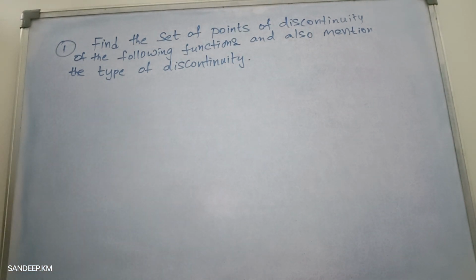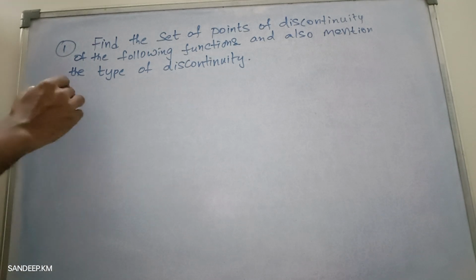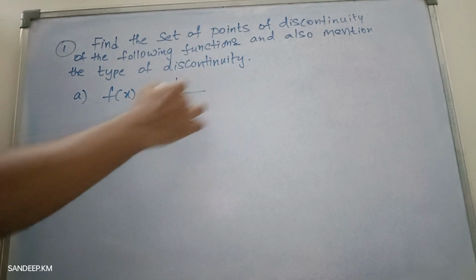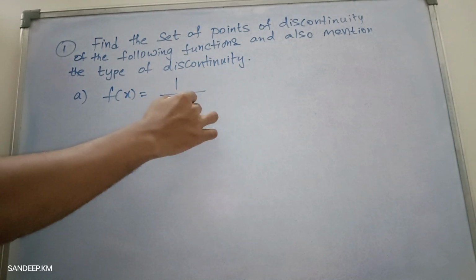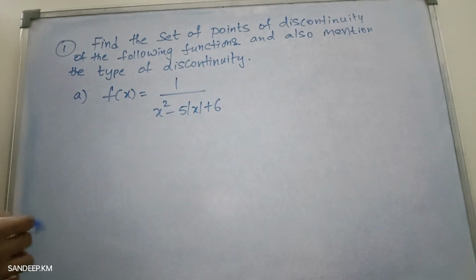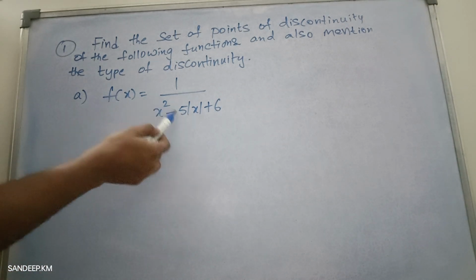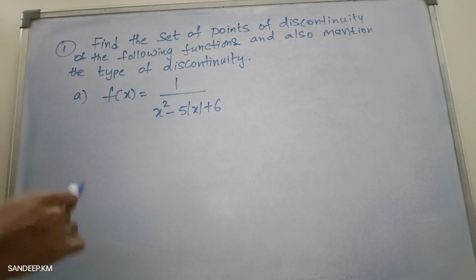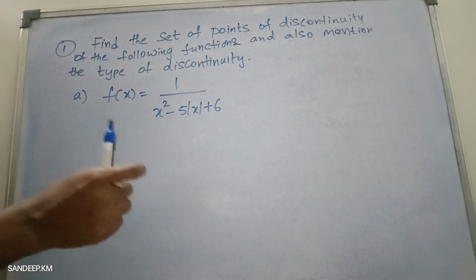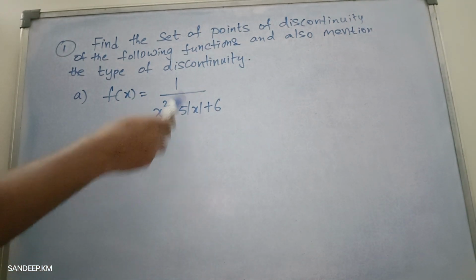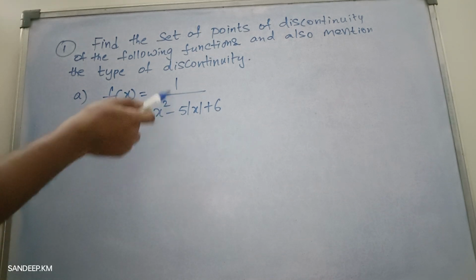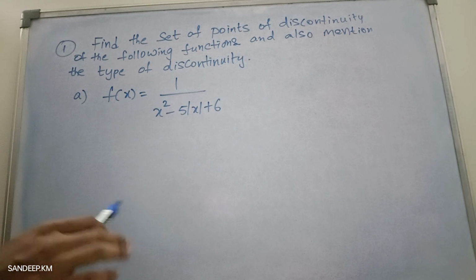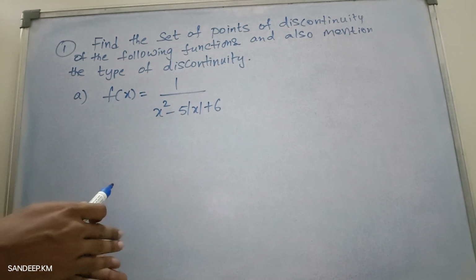Now let us see what the first function is. The first function is f of x equal to 1 divided by x square minus 5 into mod x plus 6. Dear students, this is a rational function. A rational function is continuous in its domain, where the numerator is a polynomial and the denominator is a polynomial, but it is not continuous at points which are not in the domain.